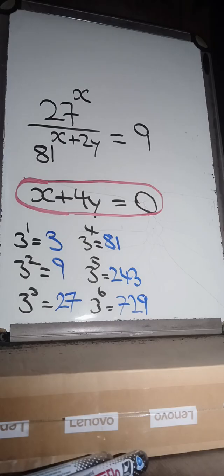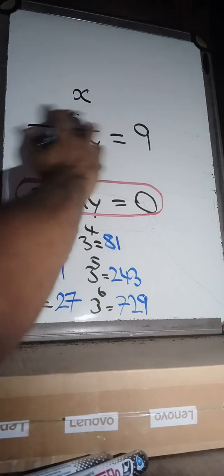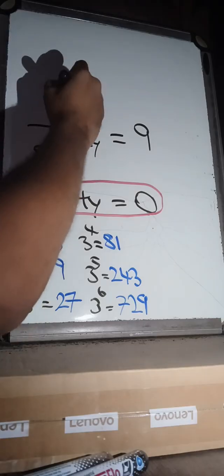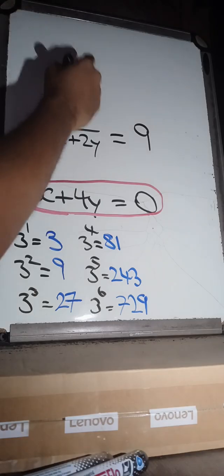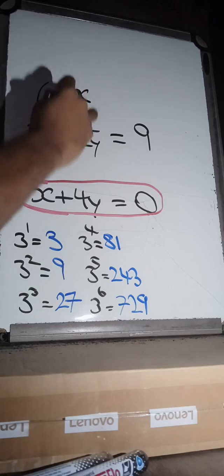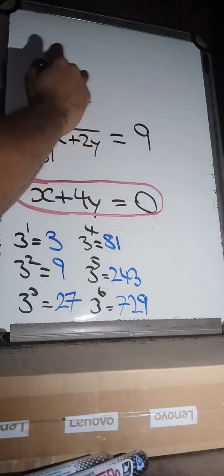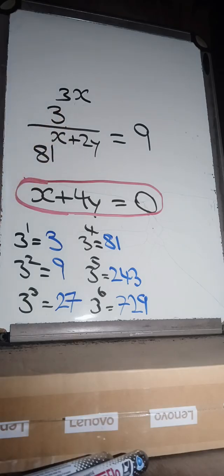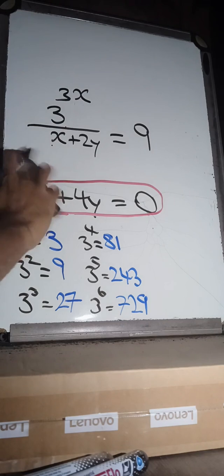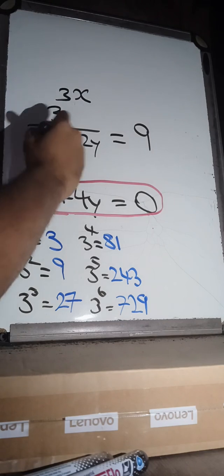Alright? We know that. But let's simplify some of it. If 27 is 3 to the 3, let's just change that to 3 to the 3x, right? Because even if you did this, 3 times x, you're gonna get 3x anyway. So therefore, 27 raised to the x is 3 to the 3x. Now, what about this? We have to be careful with this. 81 is the same as what? 3 to the 4. So this becomes 3 to the 4.